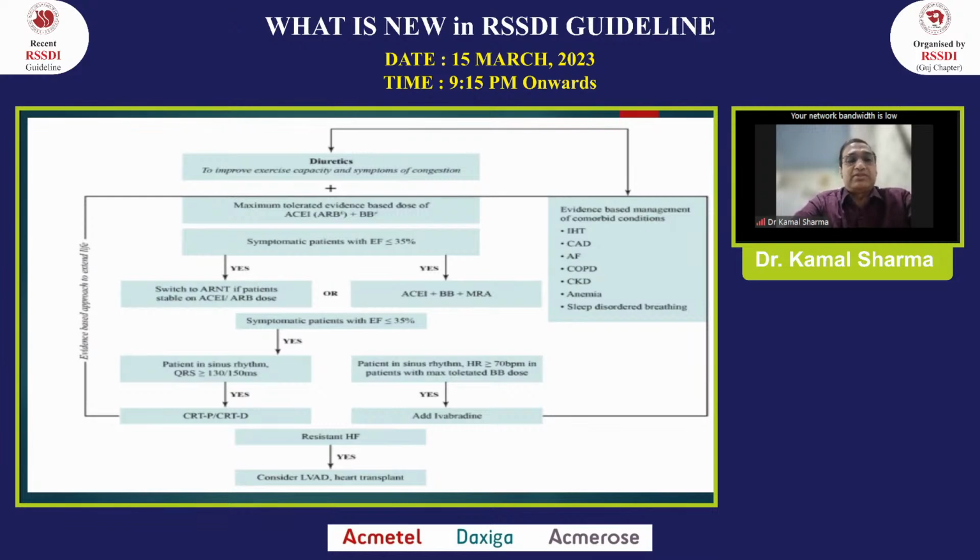and you look at the QRS duration. If the wide QRS is there, the choice would be CRT, doing resynchronization therapy. If not, and the heart rate is more than 70, you can choose ivabradine to be added. If there is resistant hypertension, you can consider LVAD or heart transplant. Of course, there is evidence-based management before that, and comorbidities like ischemic heart disease or coronary artery disease, atrial fibrillation, COPD, CKD, anemia, or OSA need to be addressed separately for individual cases also.